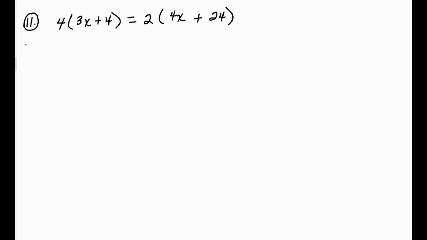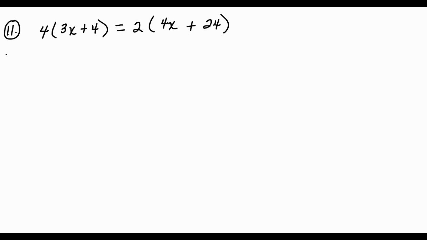Okay, before we get started with number 11, I do want to point out that there's more than one way to do these problems. But I'm going to try and stick with one consistent pattern for all of these. We're going to simplify each side of the equal sign first, and then use inverse operations. Okay, with problem 11, we're going to simplify the left-hand side first by distributing. So we get 12x plus 16. On the right-hand side, we're going to distribute that as well. So we get 8x plus 48.